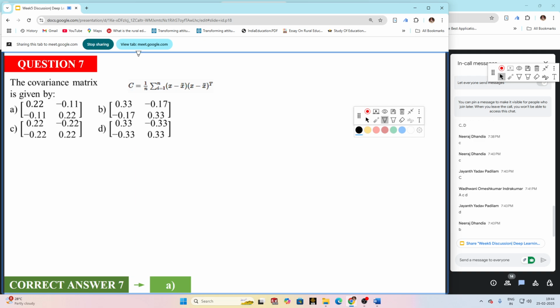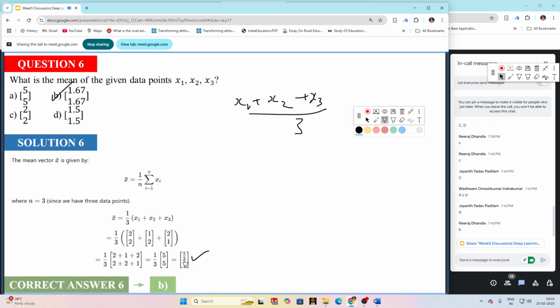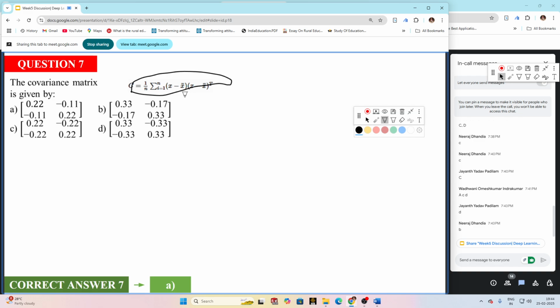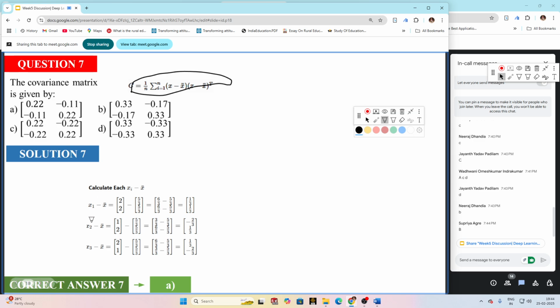Then the covariance matrix. What is the covariance matrix? We have to do this calculation. We already got the mean. What was the mean? Mean was 5 by 3, 5 by 3. So x bar we know, x we know, and we can calculate x minus x bar for all the 3 data points, because here sigma is there. What is this sigma? Sigma is the summation over all the data points. That is why I am calculating x1 minus x bar for the first data point, x2 minus x bar for the second, and x3 minus x bar for the third.